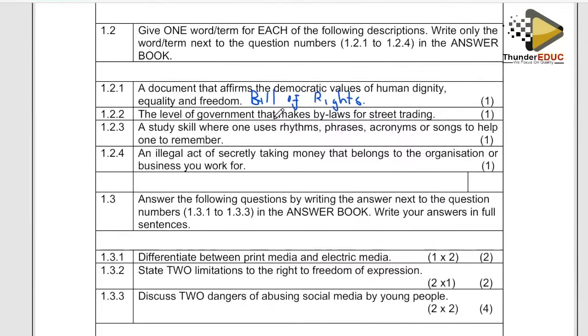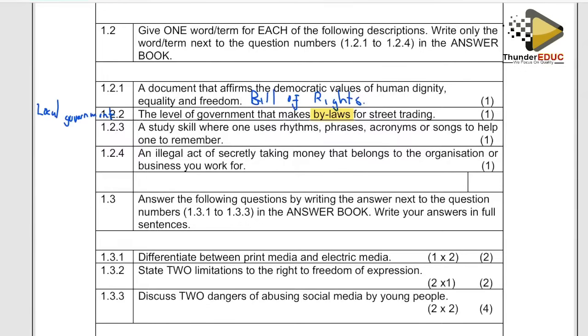Then 1.2.2, the question reads, the level of government that makes bylaws. So our key term, I need to highlight the key term. I think we have local government. Municipalities or local governments are responsible for coming up with bylaws. So for 1.2.2, the correct answer is local government. That is the level of government which is responsible for that.